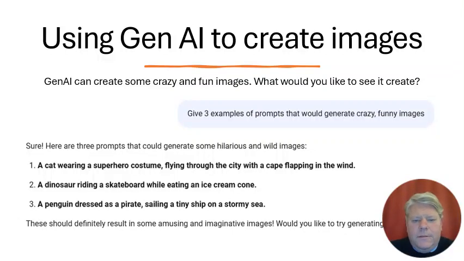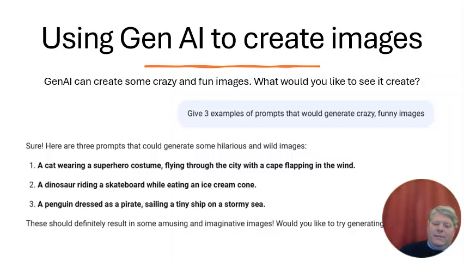So generative AI can also create a lot of images. This is something that's becoming very popular in school, but it's actually been part of life for a very long time. Snapchat, for example, has had very powerful AI filters for a long time. Facebook Messenger, Instagram as well. But you can create a lot of pictures which are completely new. Here are 3 prompts that can get some fun images. I asked Copilot to suggest some prompts for fun things: a cat wearing a superhero costume, a dinosaur riding a skateboard, a penguin dressed as a pirate.